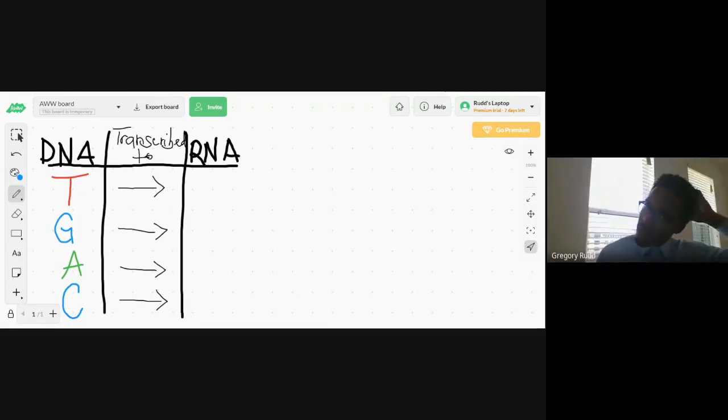Okay. So we talked yesterday about some of the nitrogen bases being complementary to one another. Actually, I want to do this.